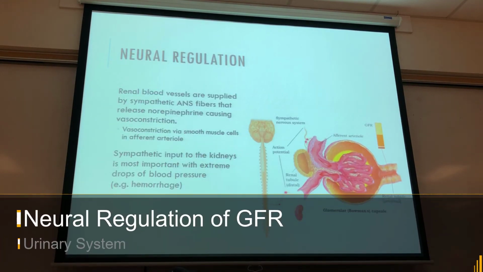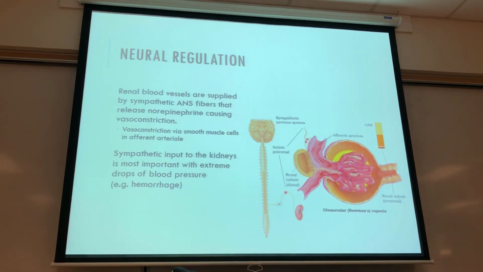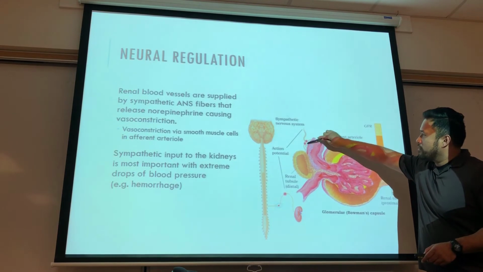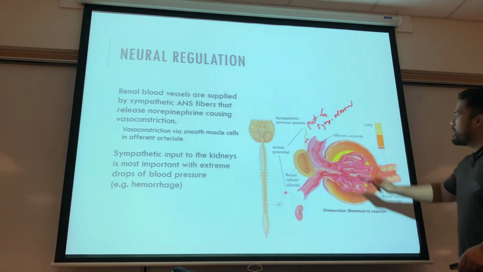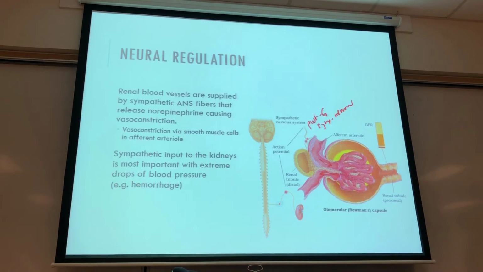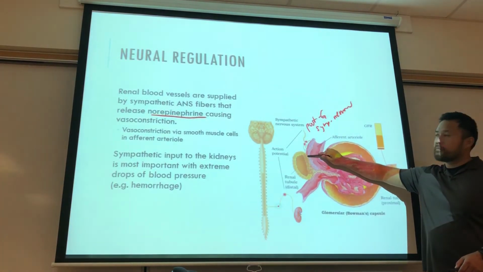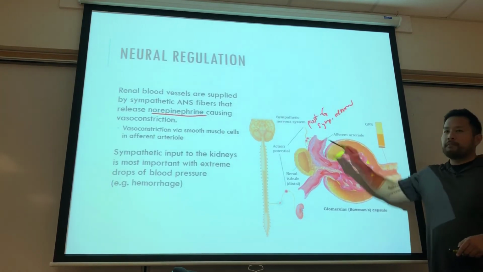Neural regulation is all through the autonomic pathways. And looking at these, the sympathetic pathways release norepinephrine. We already established that the postganglion fibers that come in and terminate, so here's our postganglion sympathetic neurons that terminate on the afferent arteriole. They're going to be releasing norepinephrine. We have adrenergic receptors on these smooth muscle cells. And those adrenergic receptors receive norepinephrine and cause vasoconstriction.